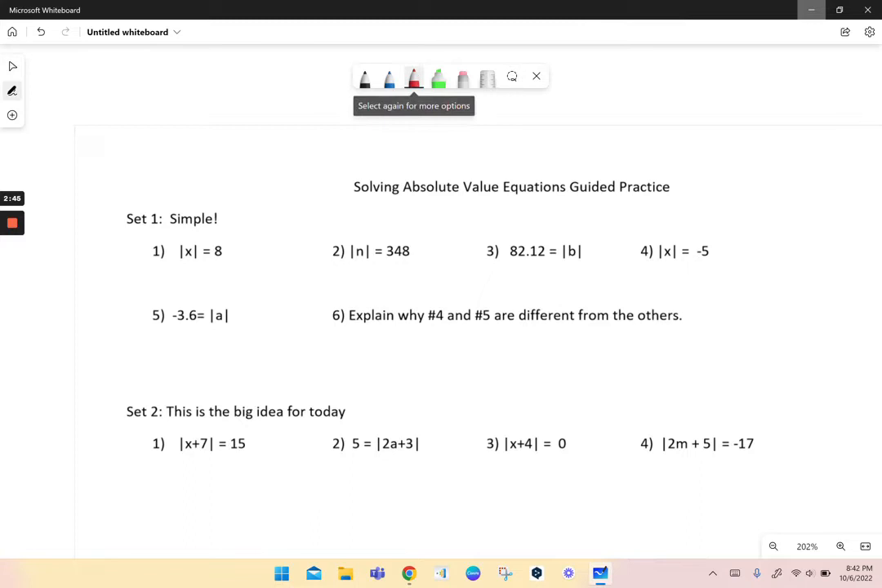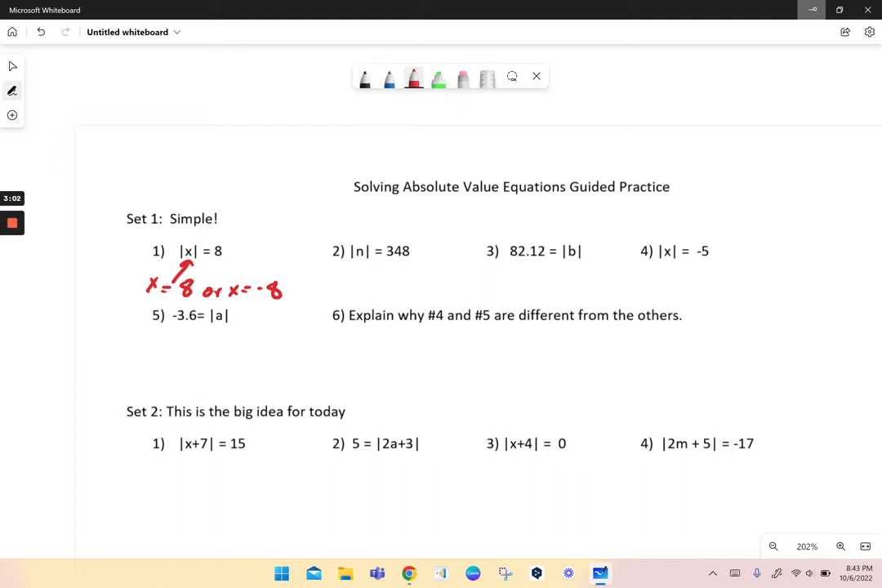The absolute value of x is equal to 8. So we should see that x could equal 8 or x could equal negative 8 because either way, the absolute value of each of those numbers comes out to be 8. Absolute value of 8 is 8. Absolute value of negative 8 is 8.